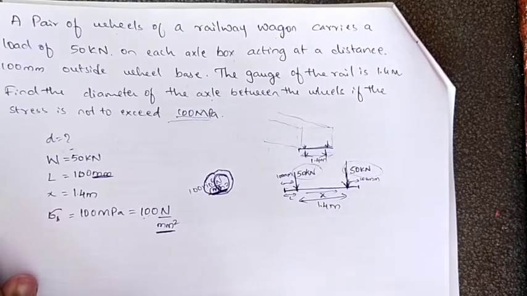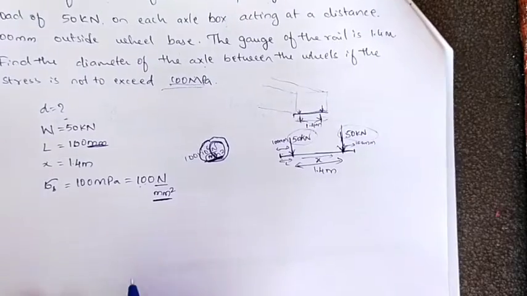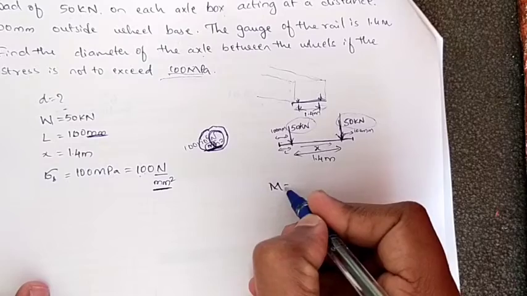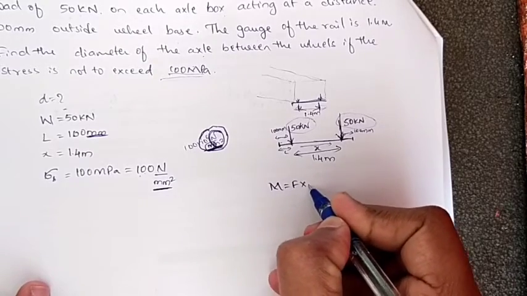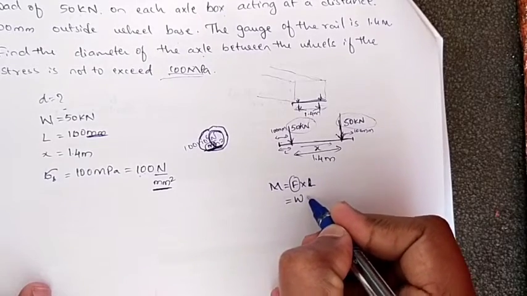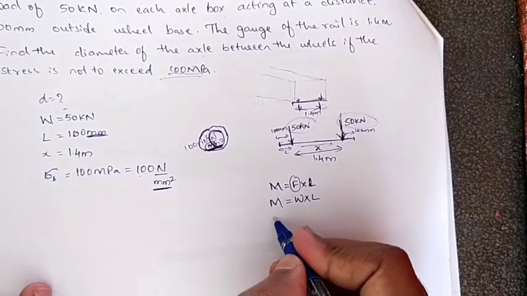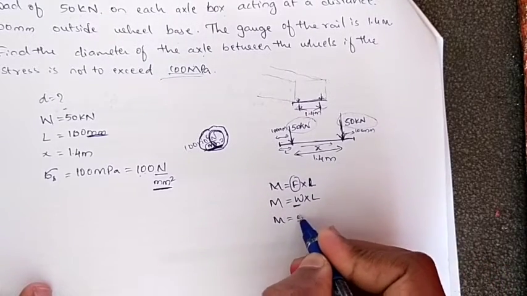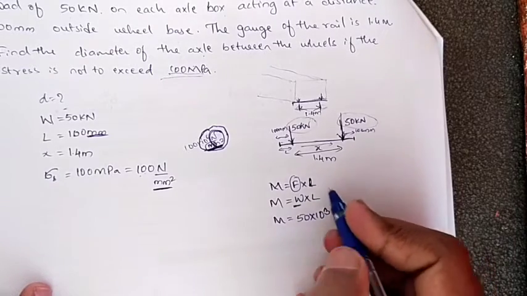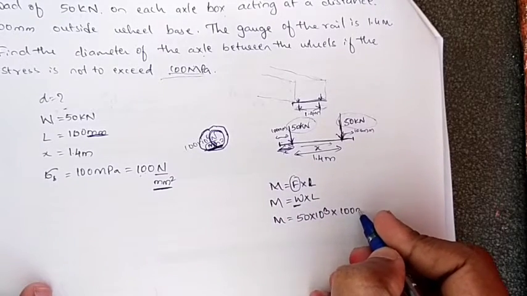So now you have written what all is given, and now we will solve the problem. What is the moment? Moment is nothing but force into length, W into L. This is the formula for finding the moment. Now the moment is: W is 50 kilo, which is 10 raised to 3, and the length is 100 millimeter.